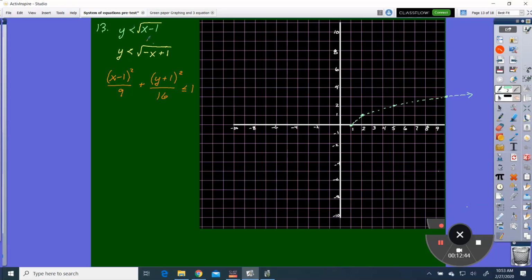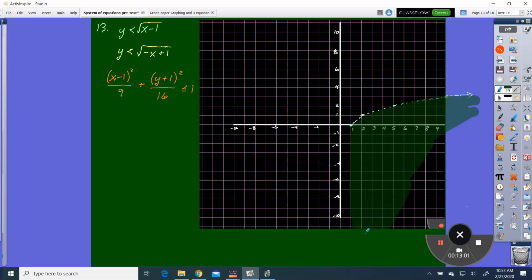Now it says less than, so it's shaded below. And it's only this area that's shaded below, because there's no graph to the left of that, so it's only this area that's being shaded. Okay? So that gives you a general idea of what's happening with that one.